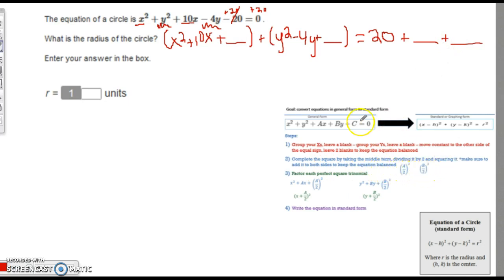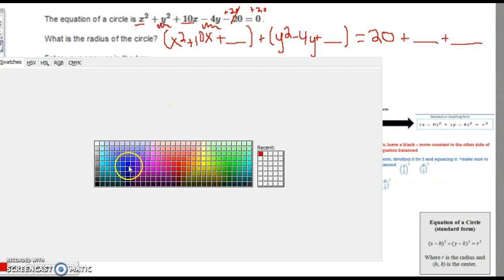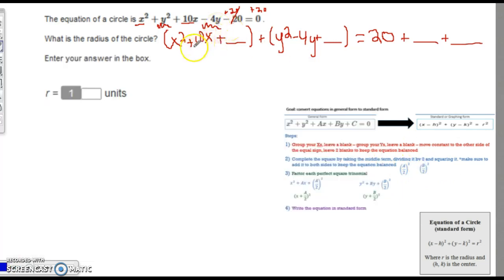So I'm going to take this middle term here, 10, and I'm going to divide 10 by 2, which is 5, and then I'm going to square it. That's the same formula you always do. You always divide it by 2 and square it. So I'm going to add 25 to this side and 25 to that side. Whatever you add to one side of the equation, you have to add to the other.